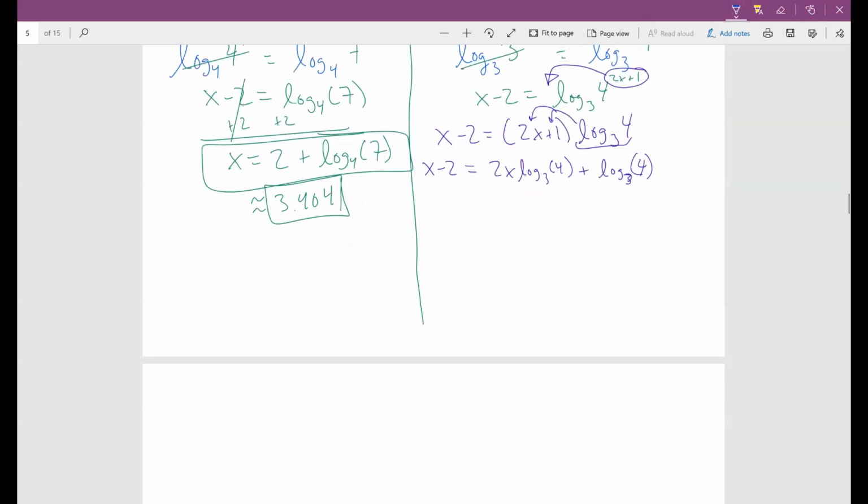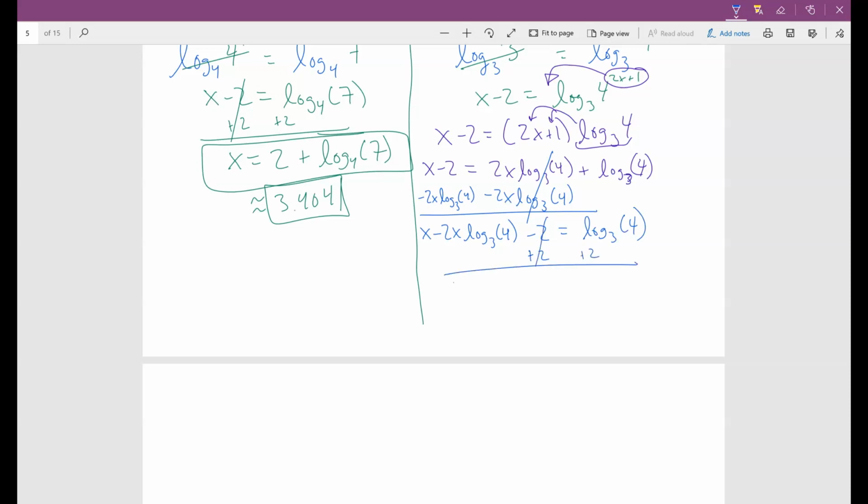Now let's put all the x's together. I'm going to move this x over. So minus 2x log base 3 of 4 on both sides. This goes away, so you're left with x minus 2x log base 3 of 4 minus 2 equals log base 3 of 4. Now, this is just a number. Remember, it's just a number. Here's a 2. Let me move the 2 over because that's also a number. So you have x minus 2x log base 3 of 4 is equal to 2 plus log base 3 of 4.